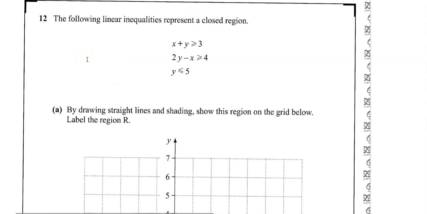Next question is fairly tricky. It says the following linear equations represent a closed region. So you've got these lines to draw. So you've got x plus y equals 3 to draw.